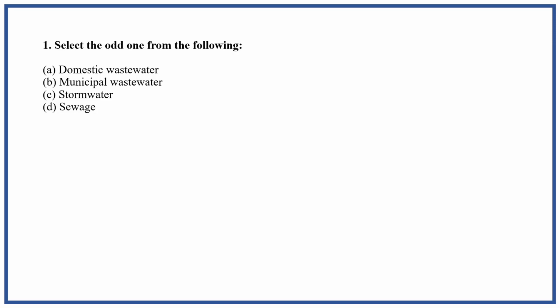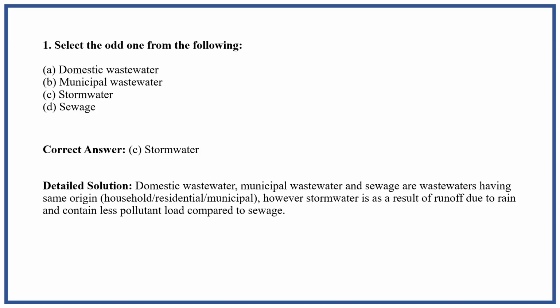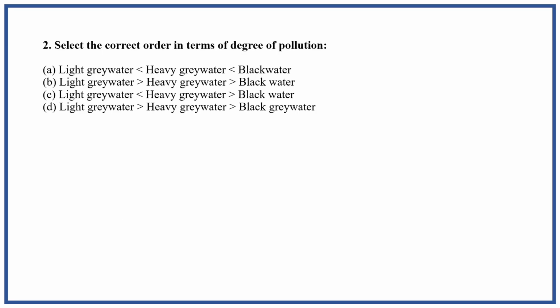Okay, I will quickly go through the answers. The correct answer is C, that is stormwater, because the others will have a higher organic loading in them, like the domestic, municipal, or the sewage. So the next question.